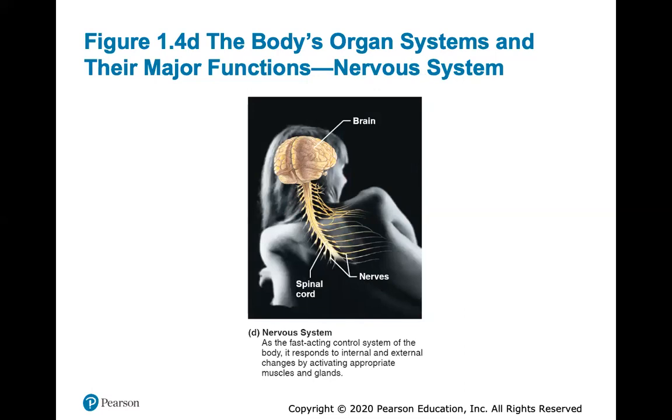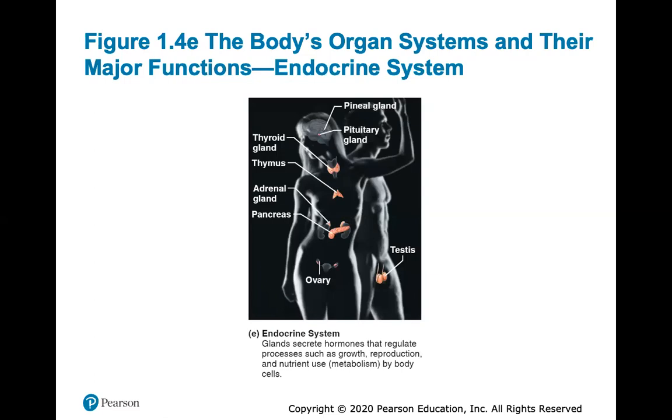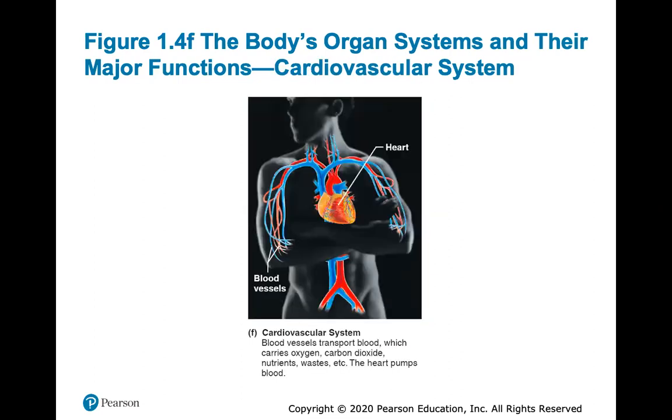The nervous system includes your brain, spinal cord, and all of your nerves. It helps to respond to the changing stimuli that it's perceiving from the internal and external environment. The endocrine system are all of the glands which secrete hormones that will regulate growth, reproduction, going through puberty, nutrient use by body cells. So this is your endocrine system. Cardiovascular system includes your heart, blood vessels.